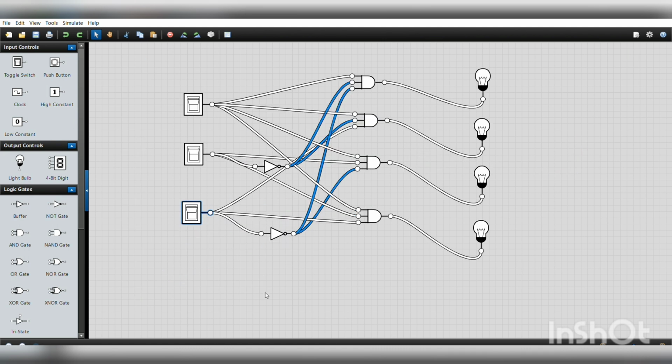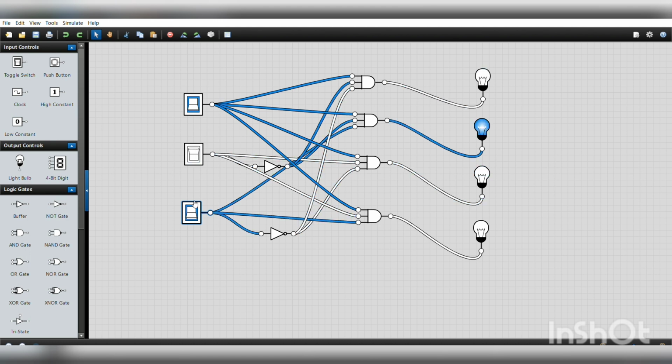This circuit diagram shows the 1 to 4 demultiplexer, out of which the first input is the single input taken and the other two are the selective inputs S1 and S0, and these four are the output lines. So when your input line is 1 and the selective inputs are 0 and 0, your output is 1. That is, your I0 is activated. And if your selective inputs are 1 and 0, I2 is activated. And if your selective inputs are 0 and 1, I1 is activated. And when both the selective inputs are 1, your I3 is activated.